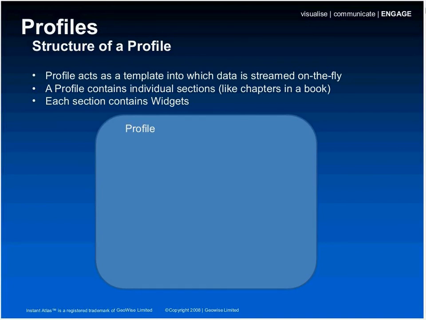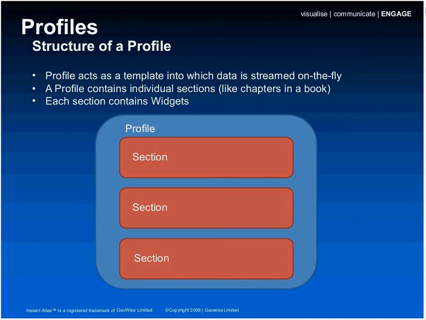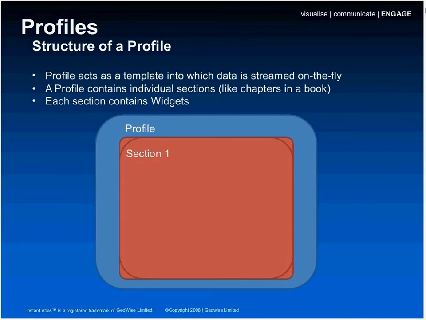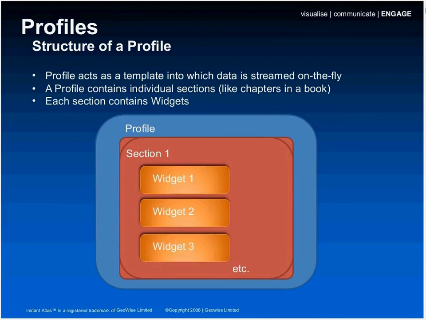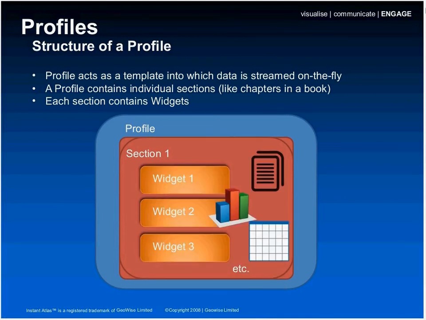Now, a profile, probably the best analogy is that it's like a book. It's built up of a series of individual chapters that we call sections. And then each chapter, or as we call it sections, is then populated with individual content pieces or widgets. So my diagram on the screen here, my profile is built up of 3 different sections. And then if I zoom in on my first section, you can see that it's composed of 3 different widgets.